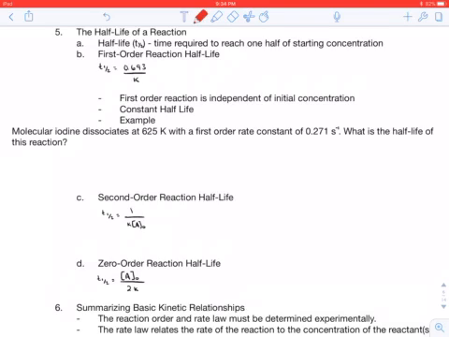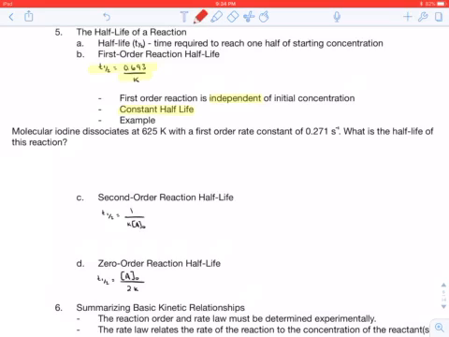Okay, kind of shifting gears just a little bit, we have our half-life of a reaction. Half-life, abbreviated T1/2, is the time required to reach 1/2 of the starting concentration. For a first-order reaction, that is T1/2 equals 0.693 over K. This is independent of concentration, so it doesn't matter how much we start with because it's always going to be that. And as you can see, there's no concentration in there. So our half-life is always constant, which means it does not change.